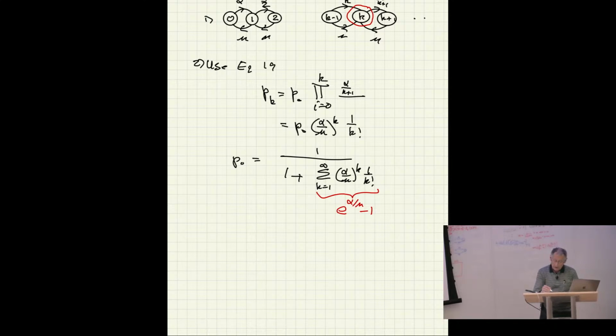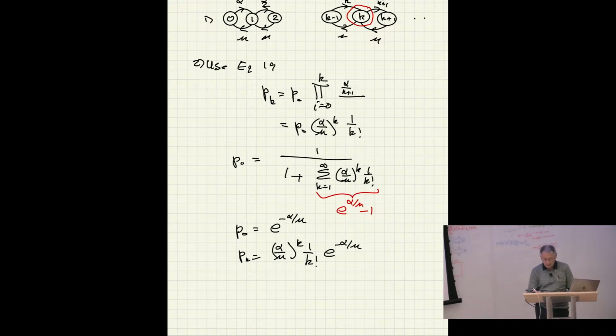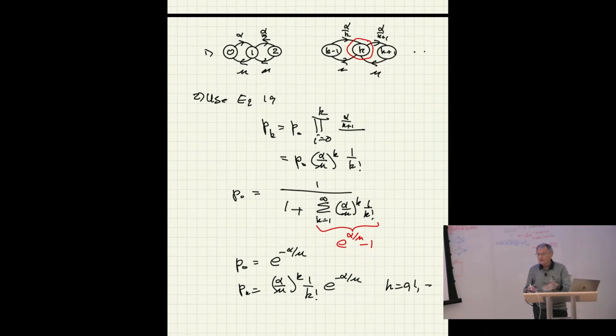So I do all of that. What is P0 going to be? E to the minus alpha over mu. So p k is what I had before: alpha over mu to the k over k factorial, e to the minus alpha over mu, for k equals 0, 1, etc. What does that look like? Recognize that function for p k? Starts with a P, a capital P. Poisson. That's the Poisson distribution. Turns out that discouraged arrival system that we cooked up has a Poisson distribution for the number in the system.